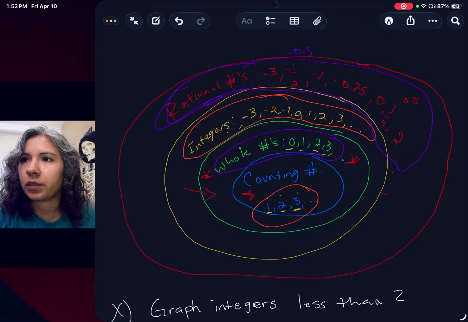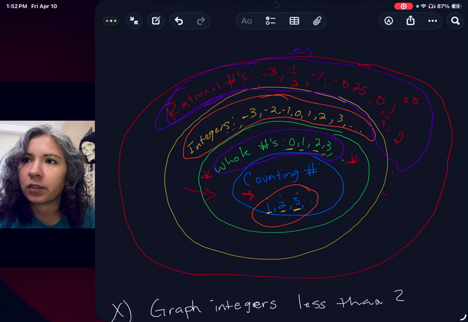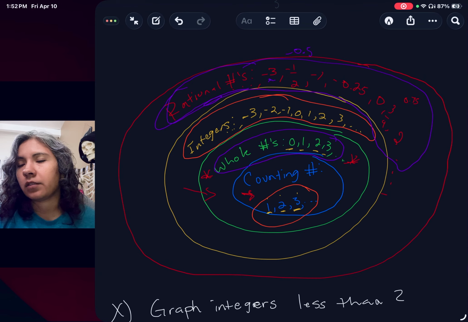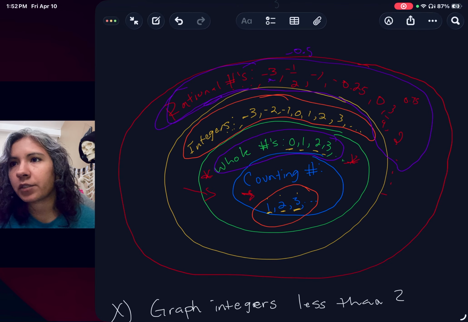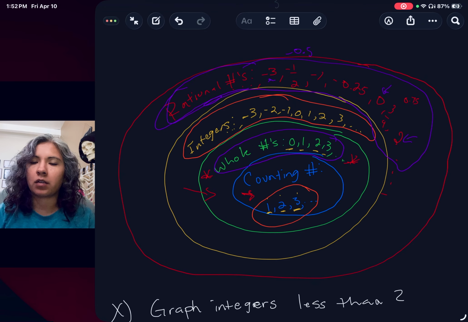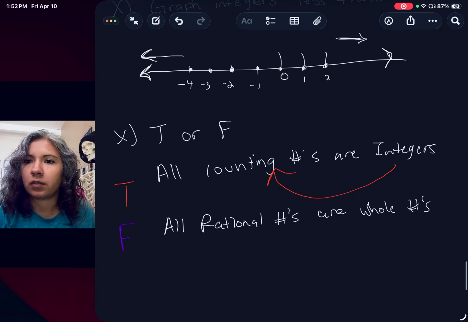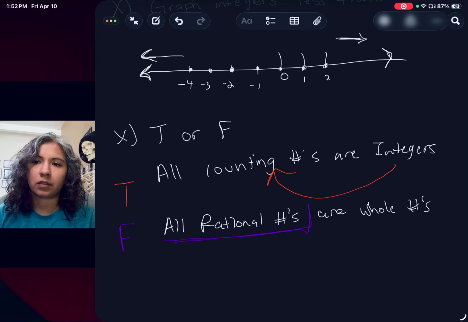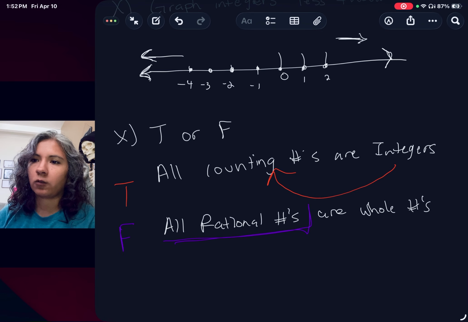All of these can't be whole numbers. This is a whole number. No, this is not a whole number because it's negative. It's an integer. So not all rational numbers can be whole numbers. This is a whole number, and this is a whole number, but all the other rational numbers are not whole numbers. So they're not all included as whole numbers.